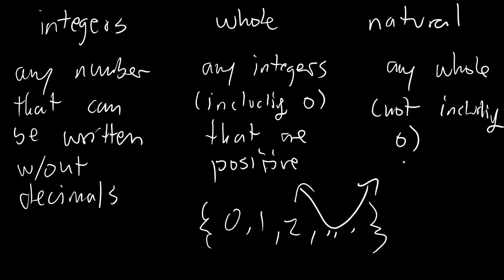Natural numbers start at the smallest natural number, 1, and then 2, 3, 4, and so on. So again, all natural numbers are whole numbers. As you can see in the diagram, the natural circle is entirely inside the whole number area. The entirety of the natural circle is inside the entirety of the whole circle, which means that all natural numbers are also whole numbers.